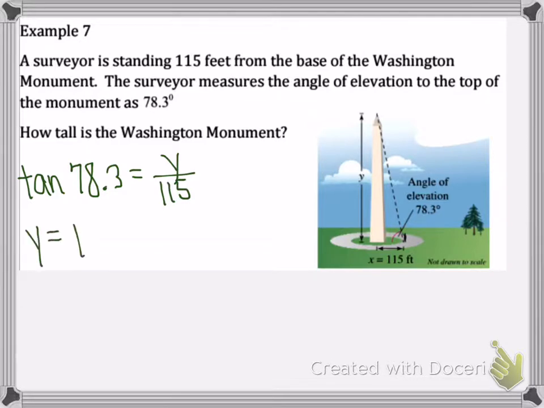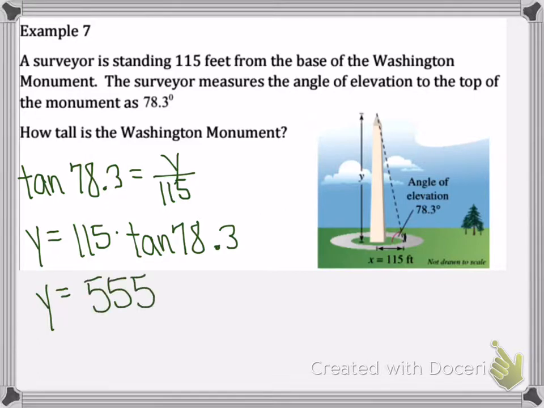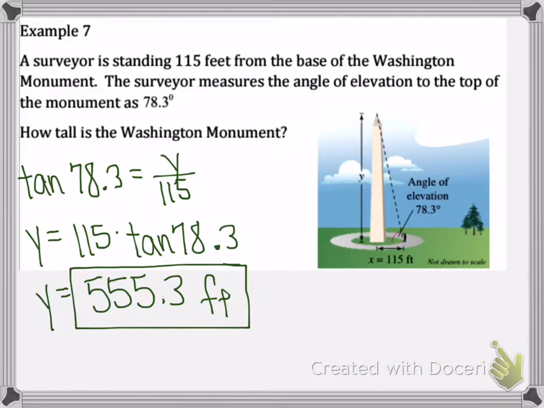Now rearranging so that y is by itself, I get that y is equal to the tangent of 78.3. Now at this point you will have to use your calculator because nobody knows what the tangent of 78.3 is. So typing that in, I get that y is equal to 555.3 feet. It's going to have the same units as how far the man is from the Washington Monument.